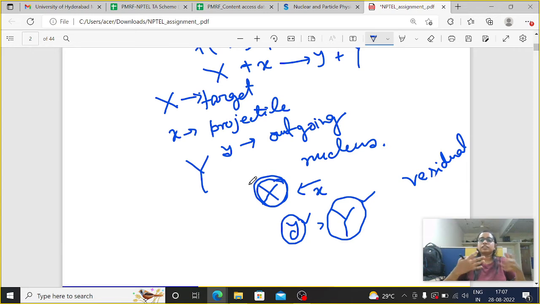Now, depending on the nature of the nuclear reaction, there are so many types. We can classify nuclear reactions into, let's say, 9 types. So I am going to talk about these 9 types very shortly, and after that we will go to our main topic, which is direct and compound reaction.